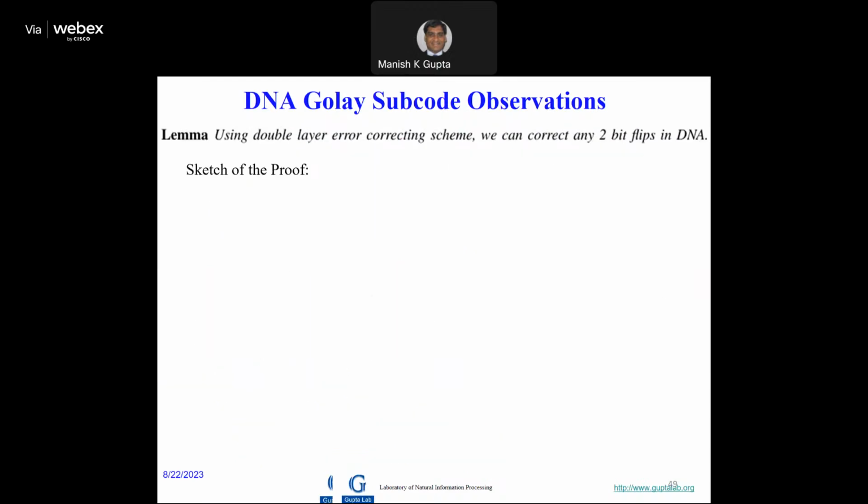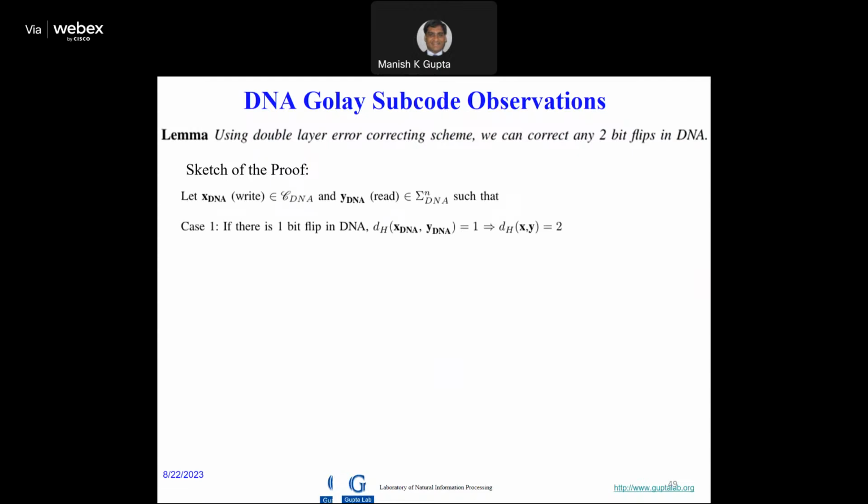Now, this is the proof of this lemma. It is based on similar ideas to what I told you just now. Using a double layer error correcting scheme, we can correct any 2-bit flips in DNA. Okay, so now you see how. Suppose X DNA is sent, meaning it is written, and Y DNA is received, right, such that there is a 1-bit flip. A becomes T or C becomes whatever, a 1-bit flip is there, right?